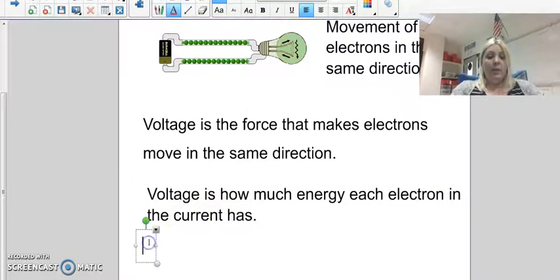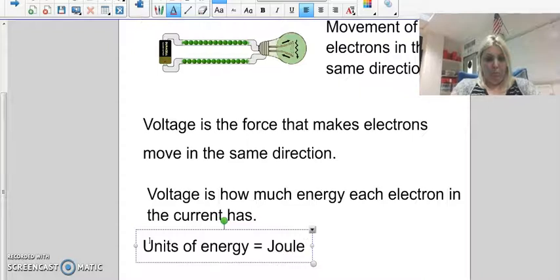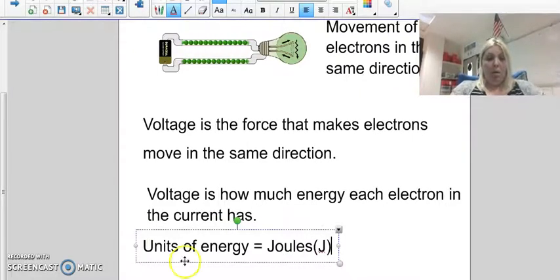Well, energy is something very specific. Energy has units, and units of energy are joules. They are usually abbreviated with capital J. So from these units, we can derive units for voltage. Because it's not just all the energy that everything in the current has. No, it's just the amount of energy each charge has.